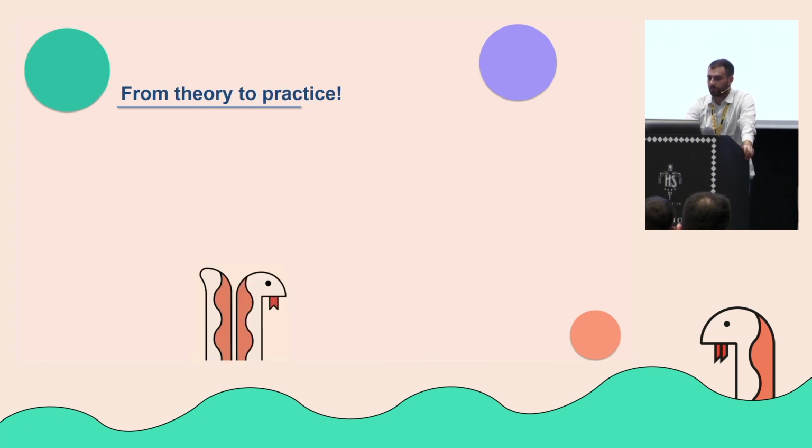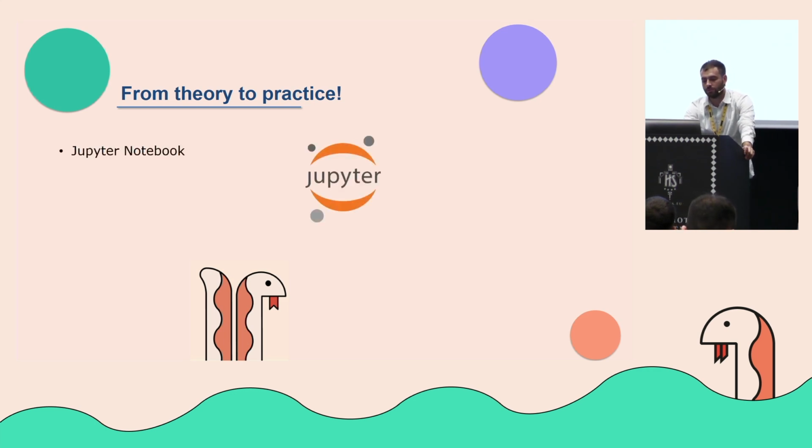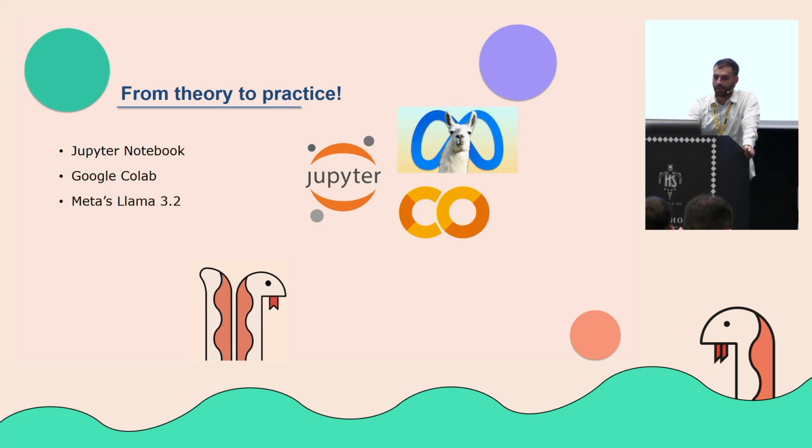So with this brief introduction, we can move from theory to practice. And here is a list of some tools and services that we are going to use. In particular, we are going to use Jupyter Notebook for fast coding prototyping. Then we will use Jupyter Notebook inside Google Colab, since we'll borrow some GPUs from Google. And finally, we will fine-tune Meta's Llama 3.2 model.